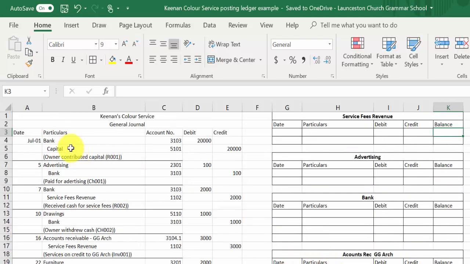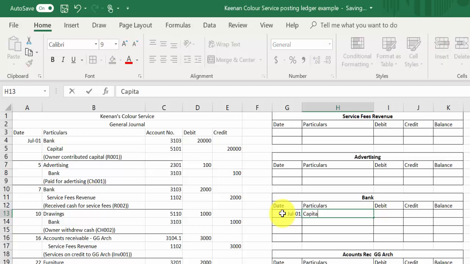Now that I've got that set up nicely in order, I'm going to post from here to here, wherever I need to go. In the first instance, that's July the 1st. The particulars is capital because that's where the cash came from. I'm going to debit that for $20,000, and over here the balance is 20,000 DR for debit. I've got this one ticked off to indicate yes, I have posted that. That's really important in our process.